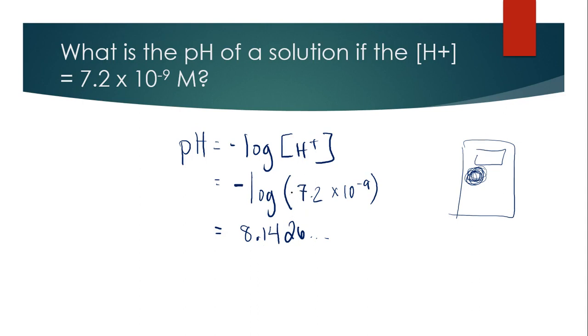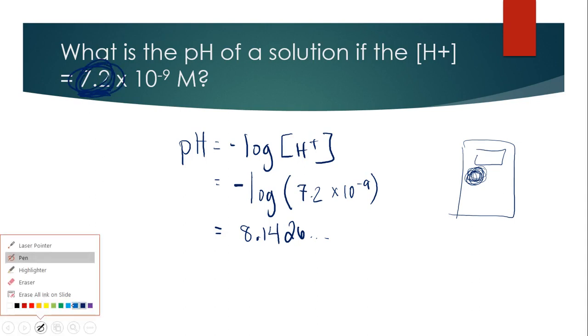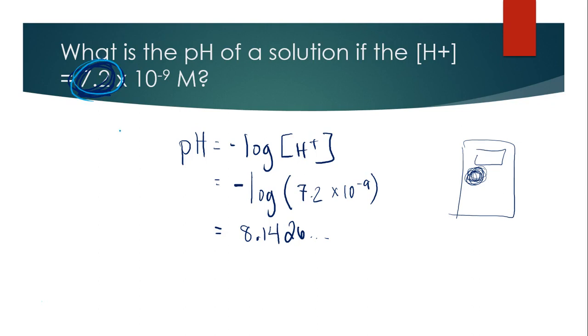Okay, now let's talk sig figs. Look up here. This had 2 digits in it. There's 2 sig figs in this. If you can see my shading right there, there's 2. So we can keep 2 decimal places. We're going to call our answer 8.14. Because remember, our number of decimal places is our sig figs. So the pH of this thing is 8.14.